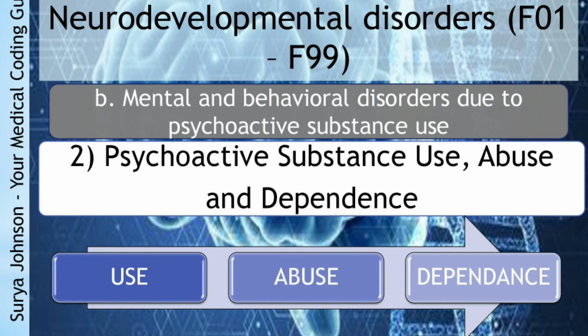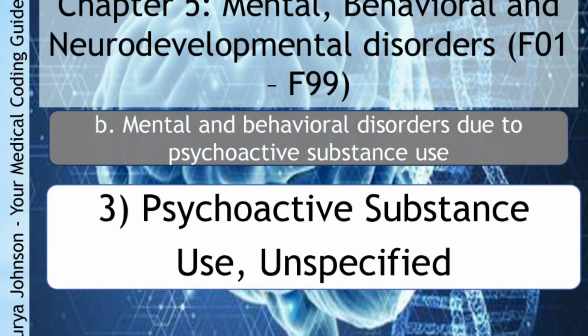So, the third point here is psychoactive substance use, unspecified. For example, there is no specificity about the psychoactive substance used by the patient. In this scenario, you can choose the unspecified code that falls in the F10.9, F11.9, F12.9, all these series. These should be assigned based on the provided documentation.